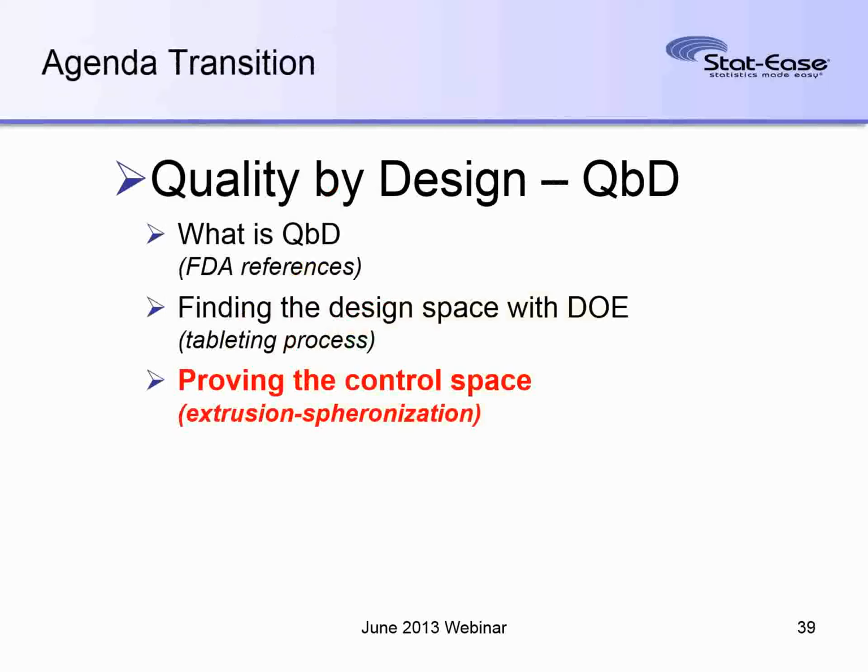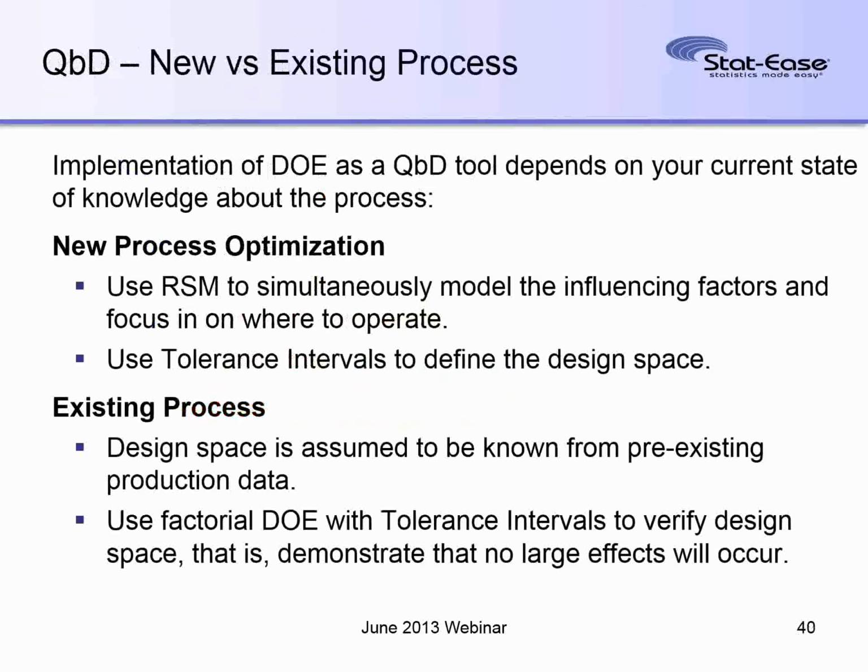So far we've talked about what QbD is, and we've talked about finding the design space with the DOE. And in that previous example, we had this undefined, not well-known process. We're now going to be moving into a situation where we have a fairly well-known process, and we're going to be proving that the control space we're working with really is the control space.